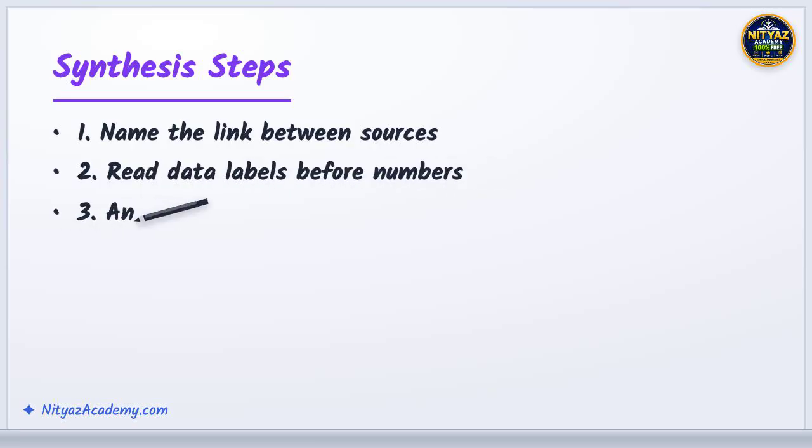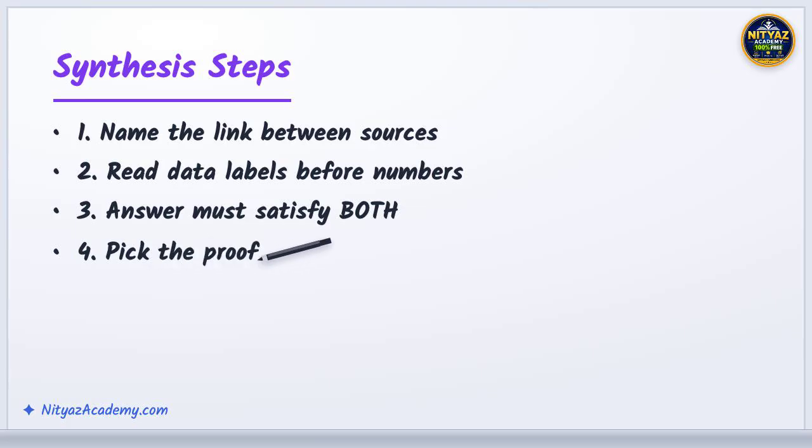Let's lock in your synthesis steps. 1. Name the link between the two sources before reading choices. 2. Read every data label before trusting a number. 3. Make sure your answer satisfies both sources, not just one. 4. Pick the choice the evidence proves and skip any that invents a cause. Master this and these become some of the most predictable points on the test.